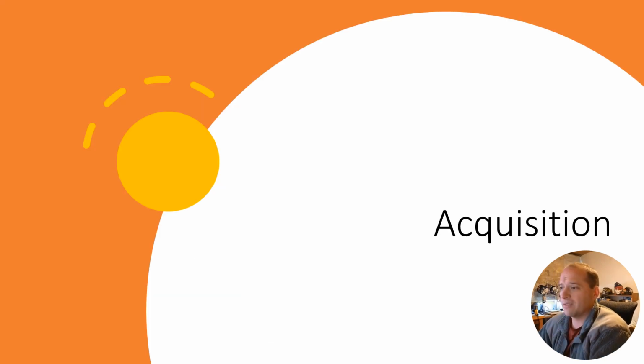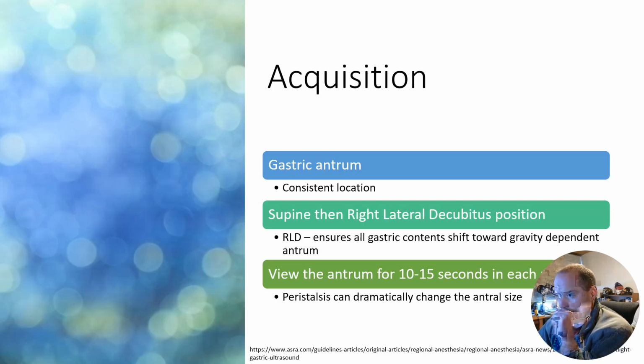So again, the idea here is that it does not replace NPO guidelines at all, period, full stop. It is only used to risk stratify a patient, help you make the determination whether you can proceed with an elective case, or if you're going to proceed with an emergency or urgent case, whether you'll do a pre-induction NG tube, RSI with head of bed elevated, etc.